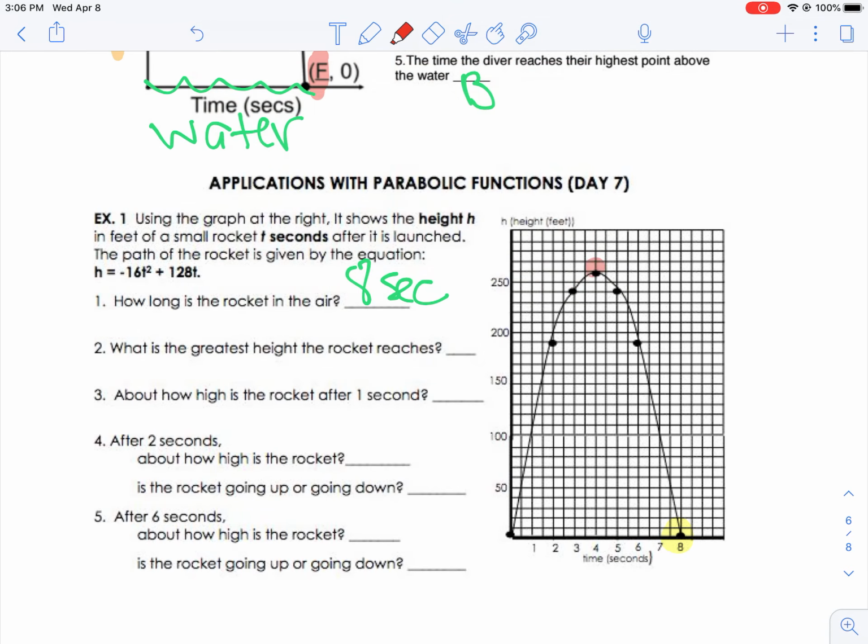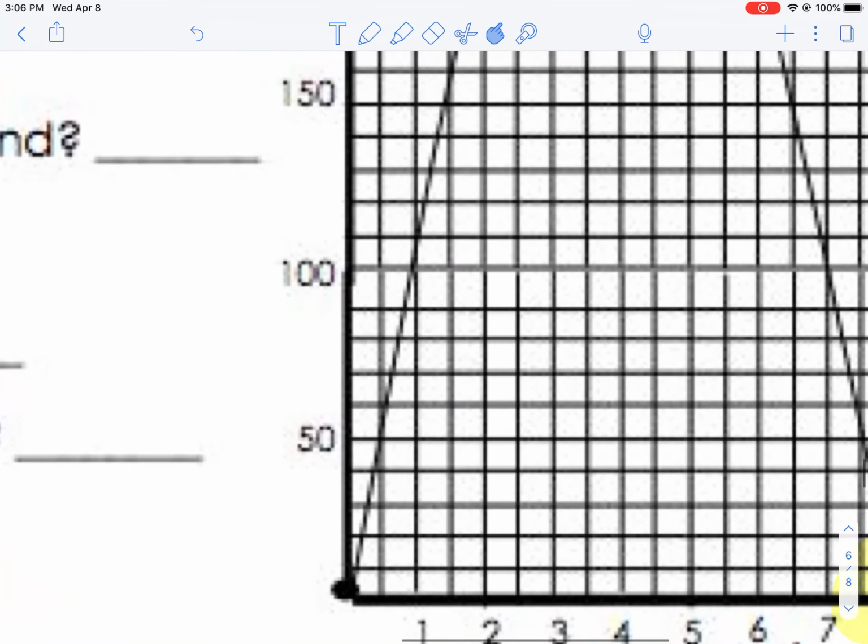The greatest height that the rocket reaches, if you notice, it's going up by tens on your x-axis. The greatest height that we have is right here at this maximum. So to me, that looks like it's at about 260 feet.